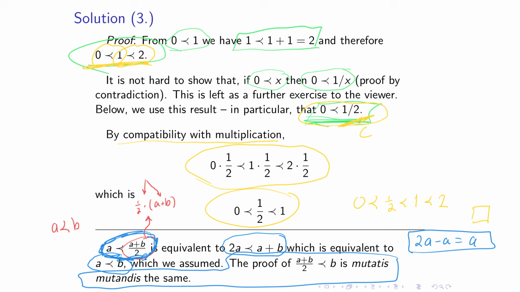But in any case, we do get that A strictly precedes B. Now, because this A precedes B was an assumption of the problem, since this is true, therefore this is true, therefore this is true. And so that is the proof that A strictly precedes the average.